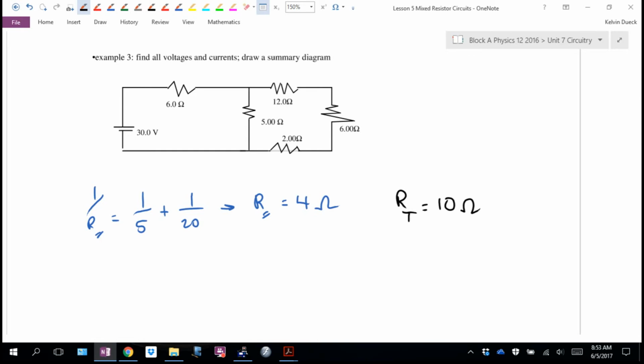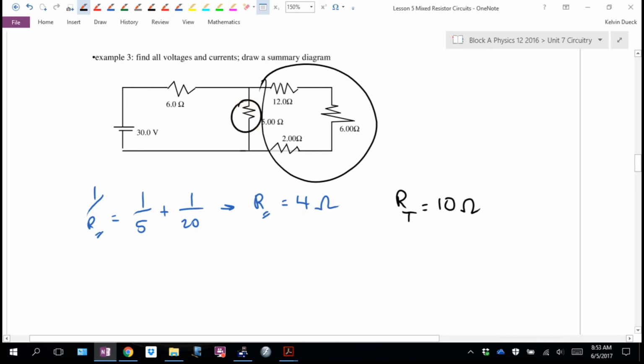Yeah. But these are in parallel, so these 3 I can add up because they're in series, but they're in parallel with this, so I'd have to go 1 over 5 plus 1 over 20. Oh, right? By the way, I'm glad you made that mistake. That's a very common one.